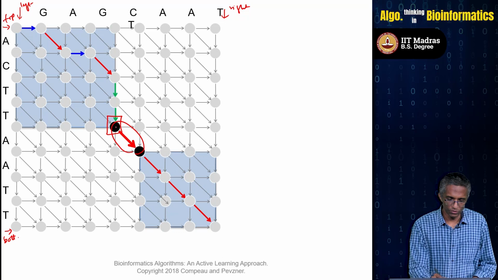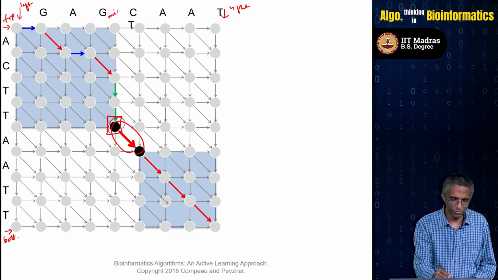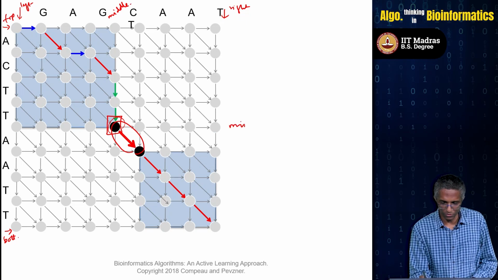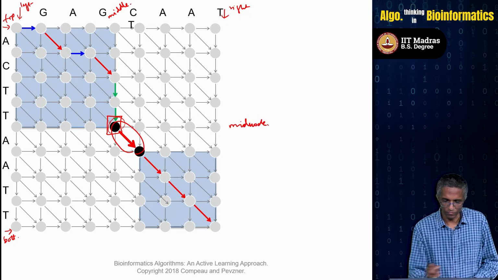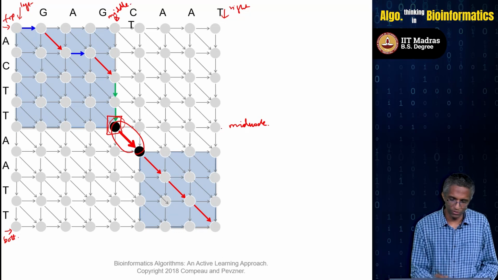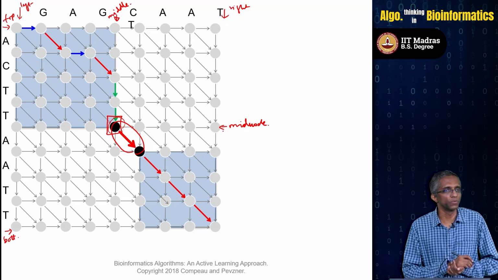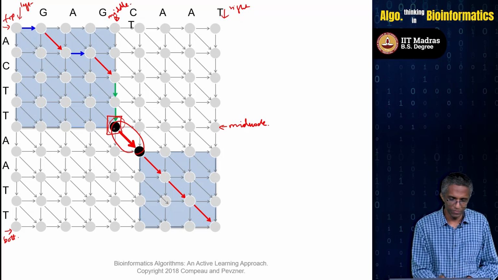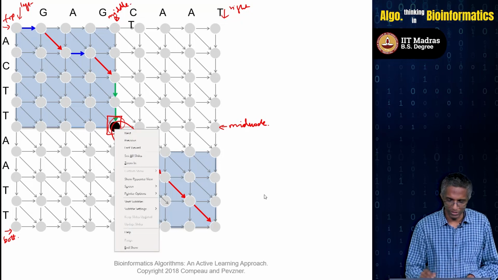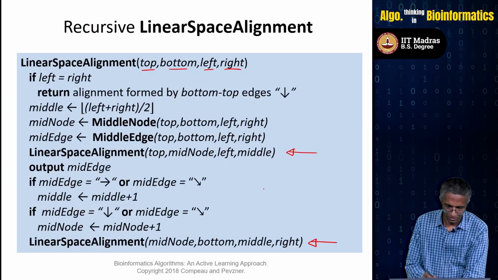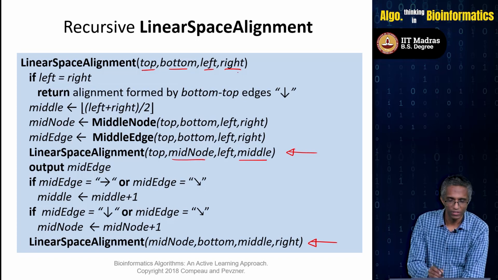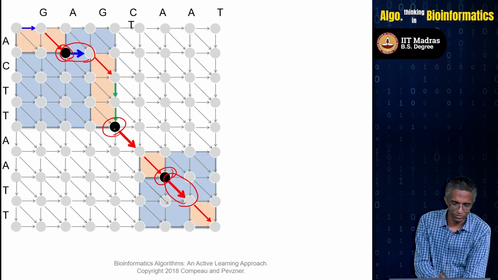Now once you have figured out the middle node and the middle column, this is the column called middle, and this is the row called middle node. Middle will point to this particular column, middle node will point to this particular row. So then your new subproblems are going to be: top and left will be the same, but the bottom and right are changed to middle node comma middle. So that is what this is.